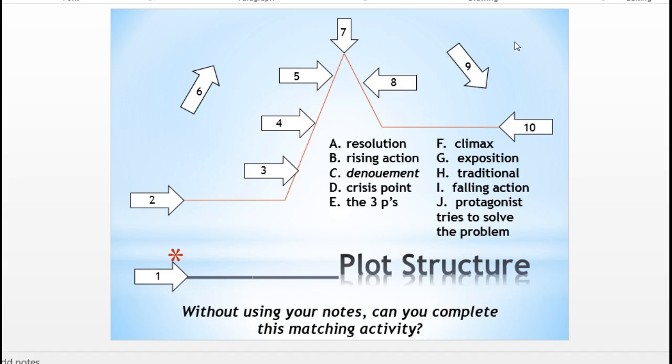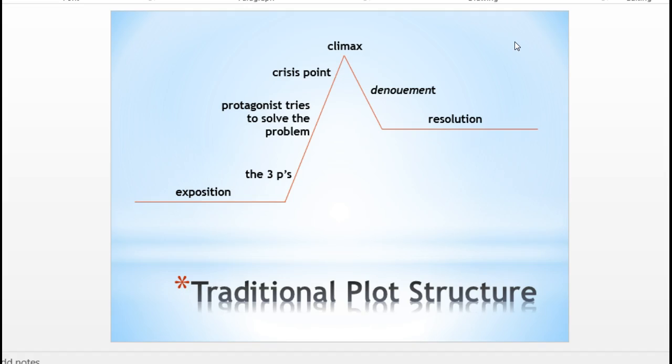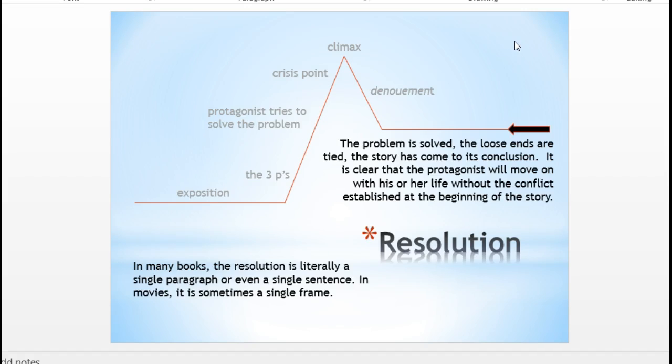All right, so if you wanted to test yourself and see if you can do this traditional plot structure without looking at the notes or looking back at the presentation, that might be an interesting way to test yourself. And there's the answers. Okay, so you'll have that if you want to test yourself when you're done.